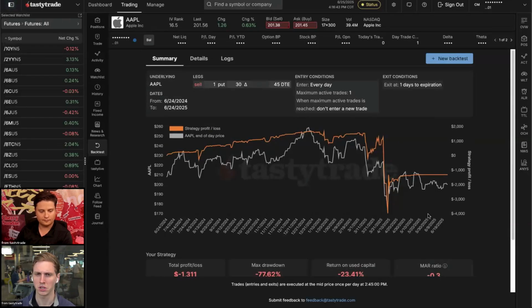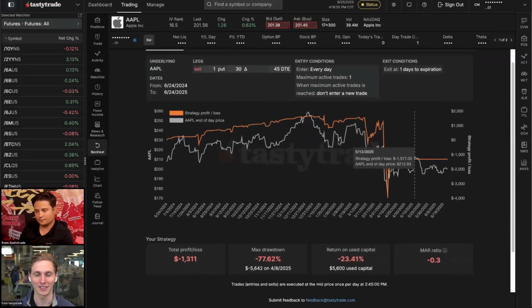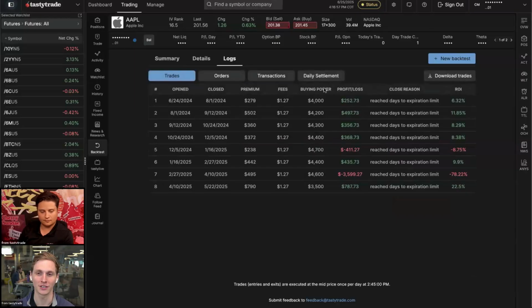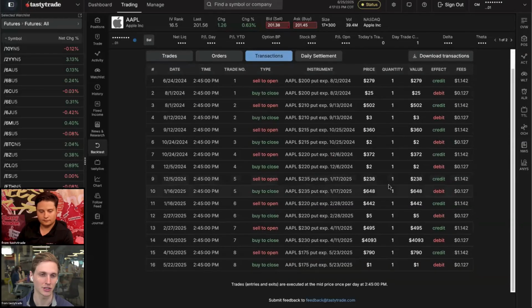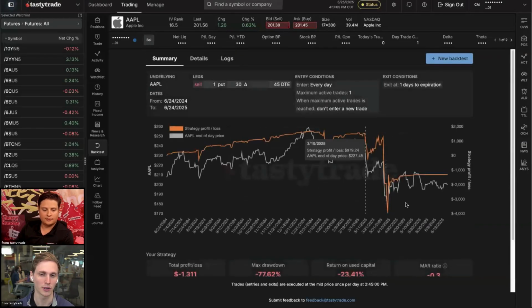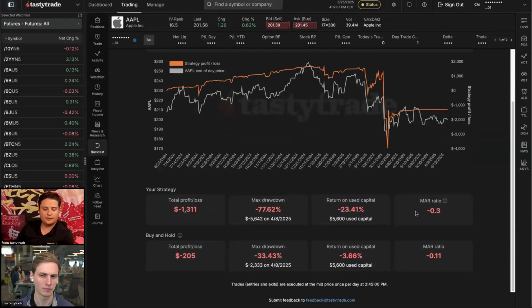Hmm. Interesting. Well, it looks like in this case, we actually probably should just hold it till expiration if we want to end up getting a profit on this trade. But if you were to go to the logs here, you'd see that we didn't end up getting exercised or assigned. So that's how you can kind of work around the exercise and assignment.